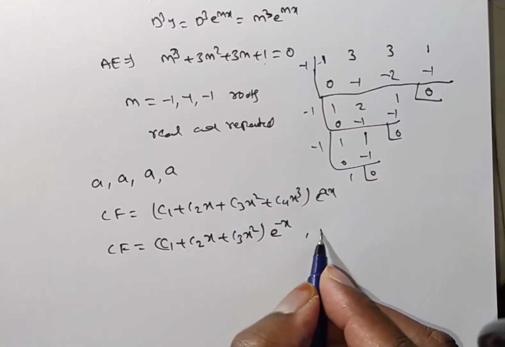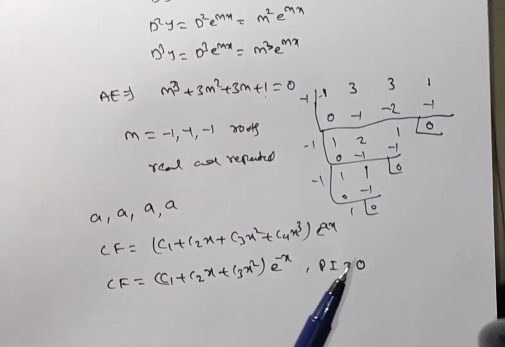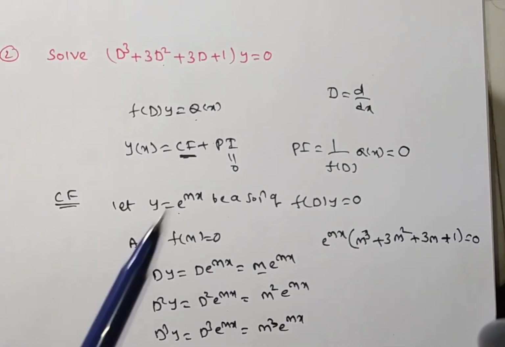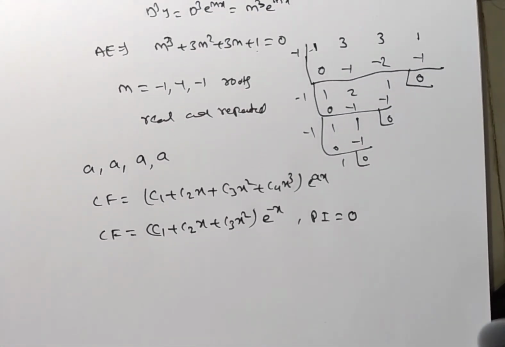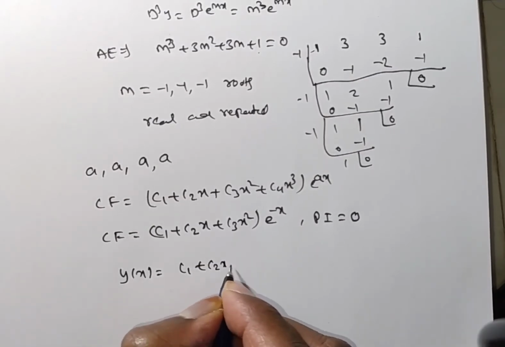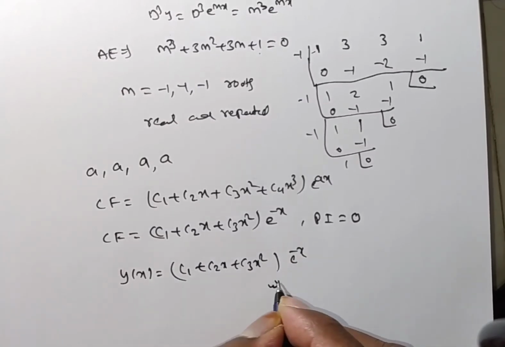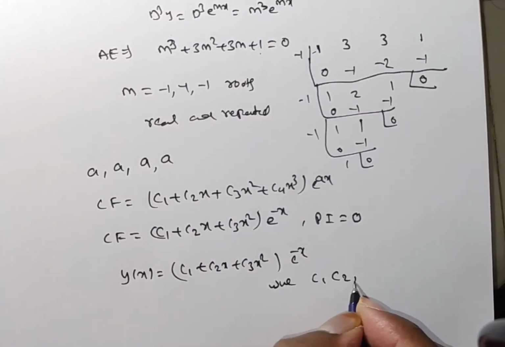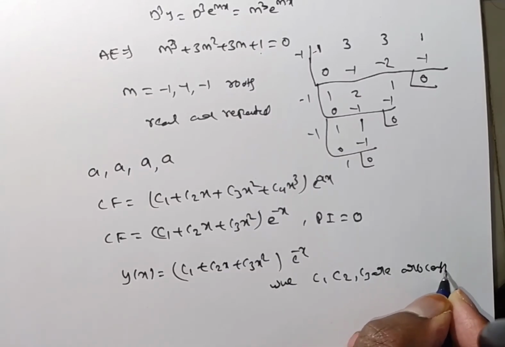Now what we have the particular integral? Particular integral is equal to 0, because this f of D into y is equal to Q of x, you have what is the Q of x? 0. That is why particular integral is 0 in this case. This is the final solution. So y of x is equal to c1 plus c2x plus c3x square into e to the power of minus x, where c1, c2, c3 are arbitrary constants.